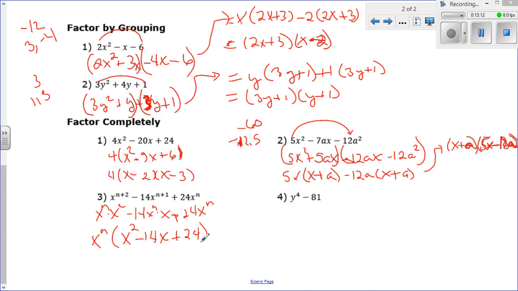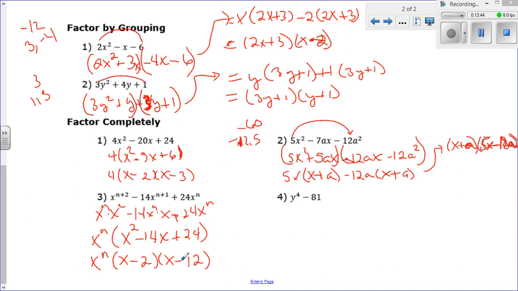So now I need to ask myself, are there factors of 24 that add up to 14? And the answer is yes. It would be 2 and 12. So x to the n, and then it would be x, 2, and 12. The signs need to be the same. They both need to be negative. So that is that one.